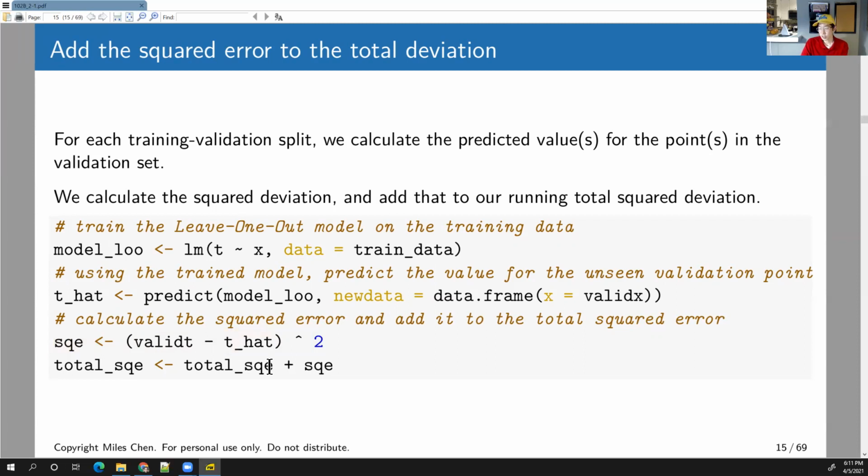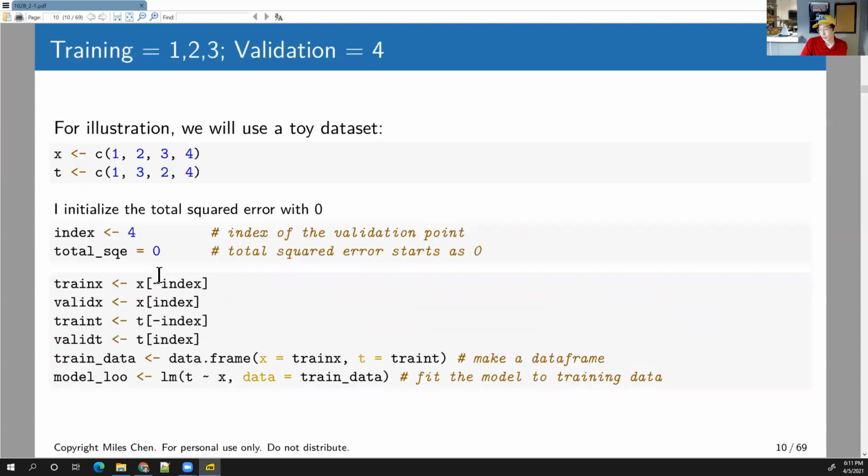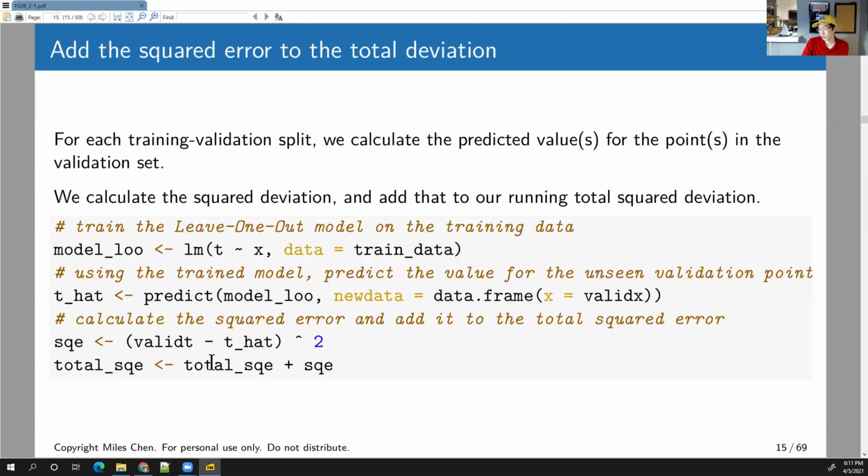And I initialized way back here my total squared error to be 0. So I'm going to take the total squared error, which is currently 0, and add on the value of this squared error, which is going to be 1. And so far my total squared error is 1.